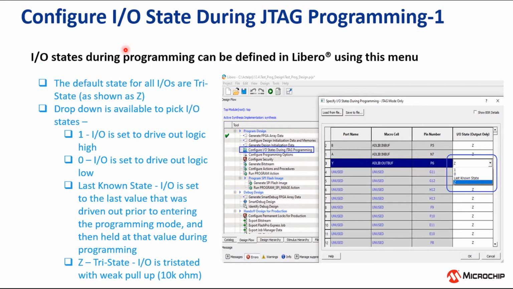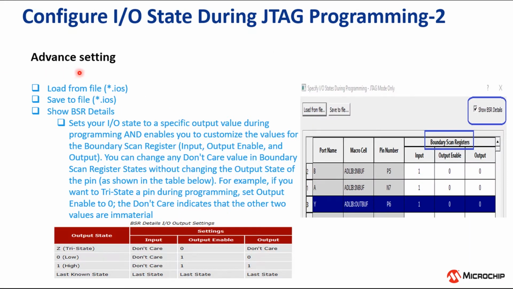Configure IO state during JTAG programming. IO states during programming can be defined in Libero using this menu. As you can see, there are a couple of different IO states available in the drop-down menu to choose from. For example, if you want to drive an IO to logic high during programming, you will set that pin to 1. There are some advanced settings available.